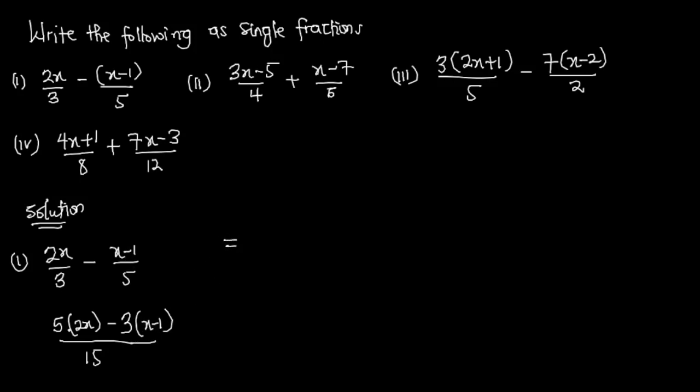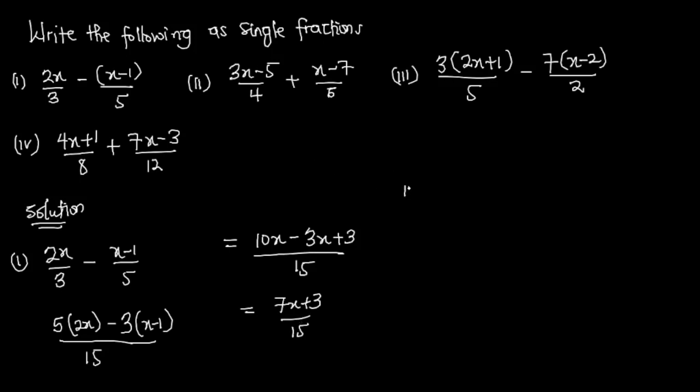So this is equal to 5 multiplied by 2x will give us 10x, minus 3 multiplied by x will give us 3x. 3 multiplied by negative 1 will give us positive 3, all on 15. Now we have two common variable terms over here, 10x and 3x, so we can easily subtract them. So 10x minus 3x will give us 7x plus 3 on 15. So our final answer for the first expression is 7x plus 3 on 15.